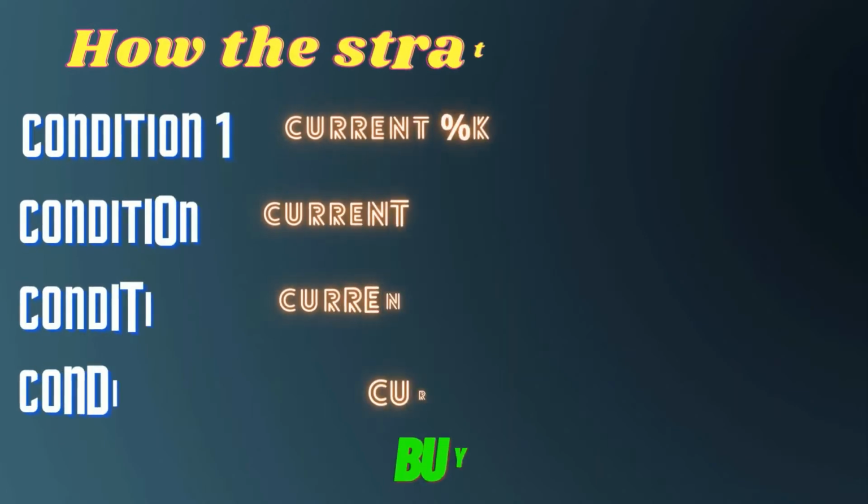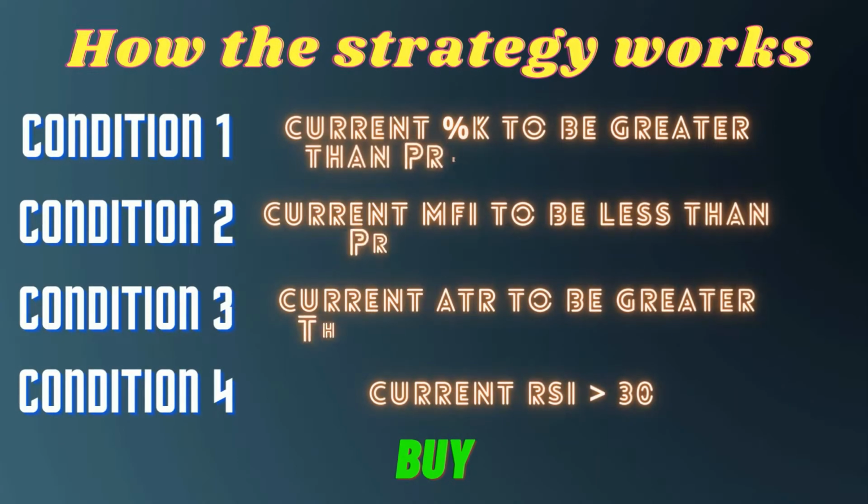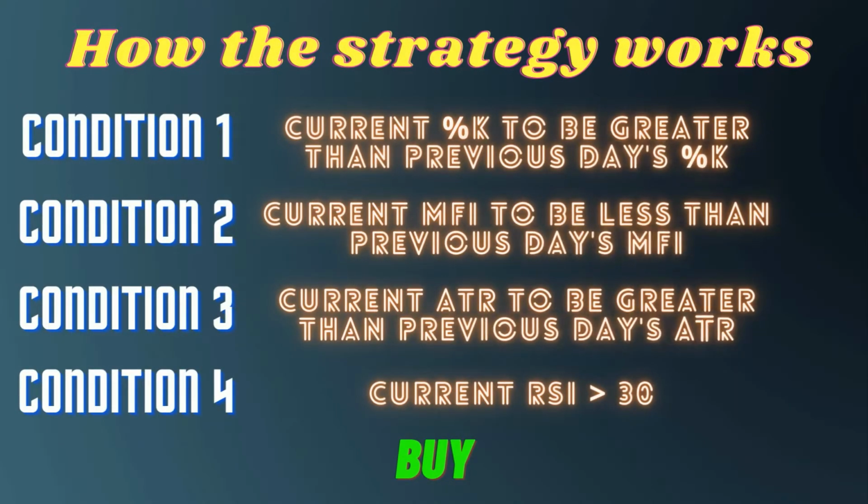Now let's take a look at how this strategy works. There are 4 conditions here. The first condition says that the current value of percentage K line has to be greater than its previous day's value. Condition 2, the current MFI value has to be less than its previous day's value. Condition 3, the current ATR has to be greater than previous day's ATR. And condition 4 says that the current RSI has to be greater than 30.